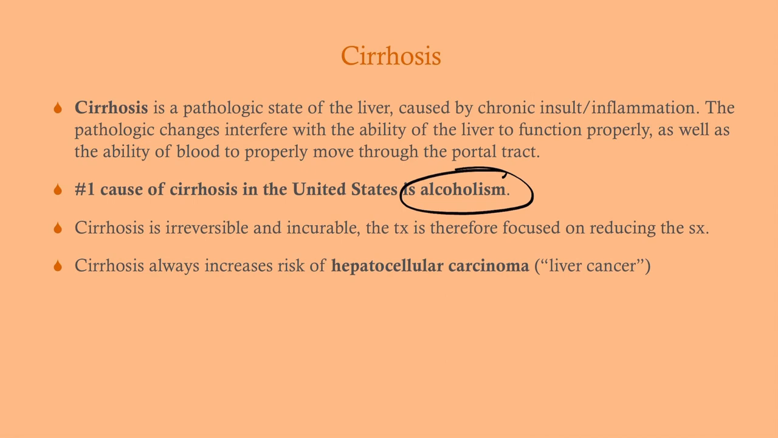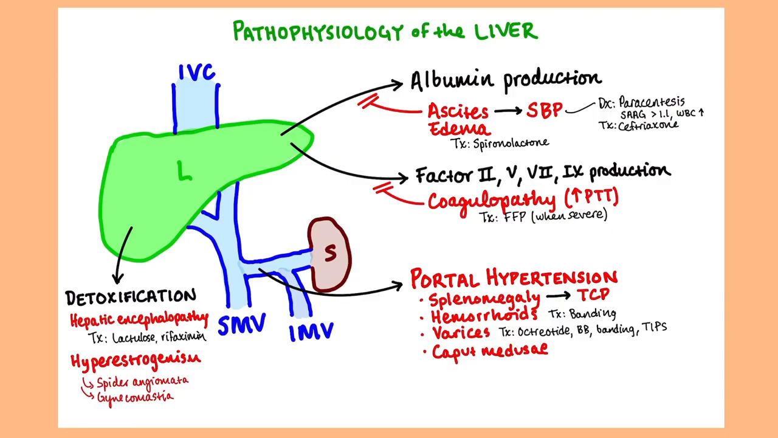Cirrhosis always increases the risk of hepatocellular carcinoma, also colloquially referred to as liver cancer. Now, this is just a schematic that I drew, sort of highlighting all the things that the liver does, which we talked about, and then the consequences that can come from that. And we're going to go through a lot of these things.